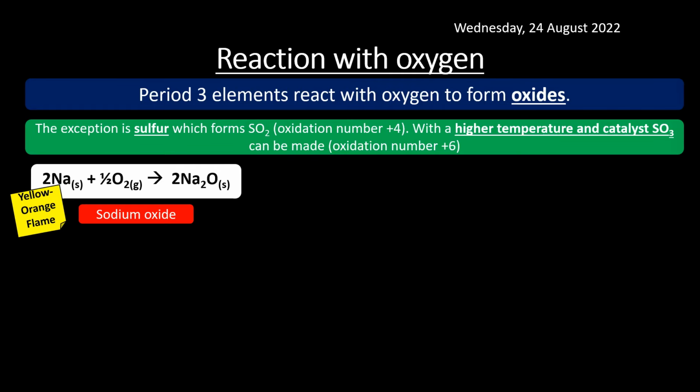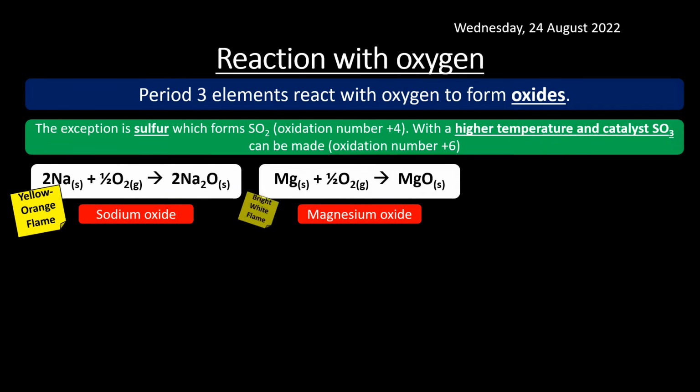So let's start with sodium first. Again, you'll notice there's a lot of similarities here. Sodium reacting with oxygen will form sodium oxide, Na2O. And you get this lovely yellowy orange flame. So when you burn sodium, you get this nice flame. You might have seen it when you did flame tests, perhaps.